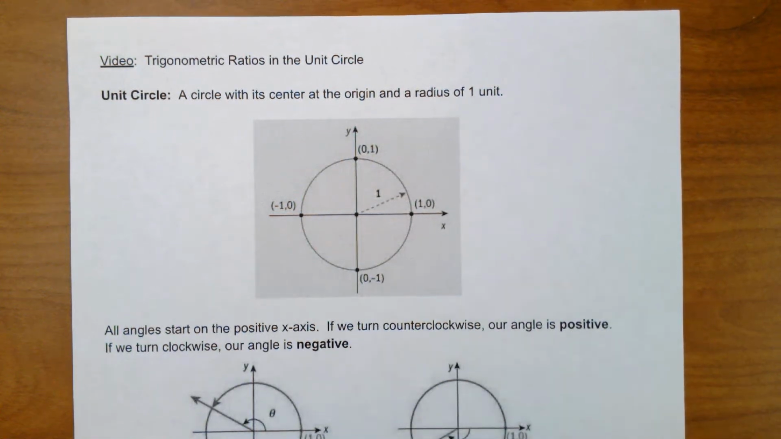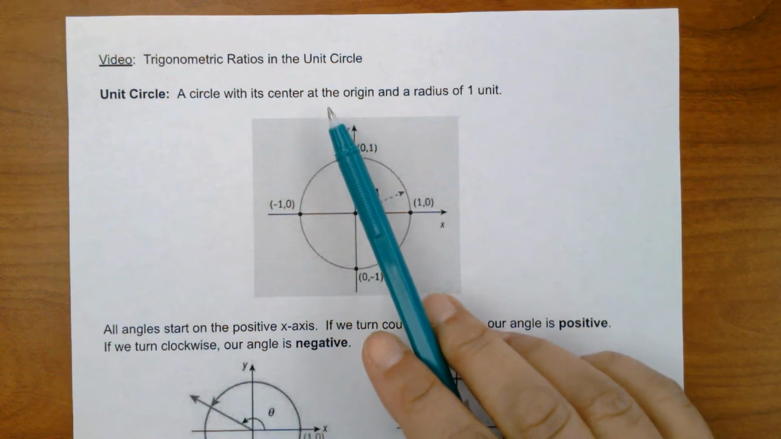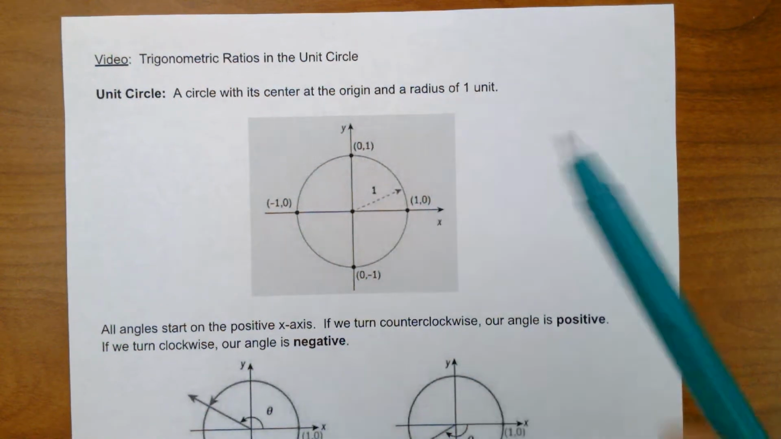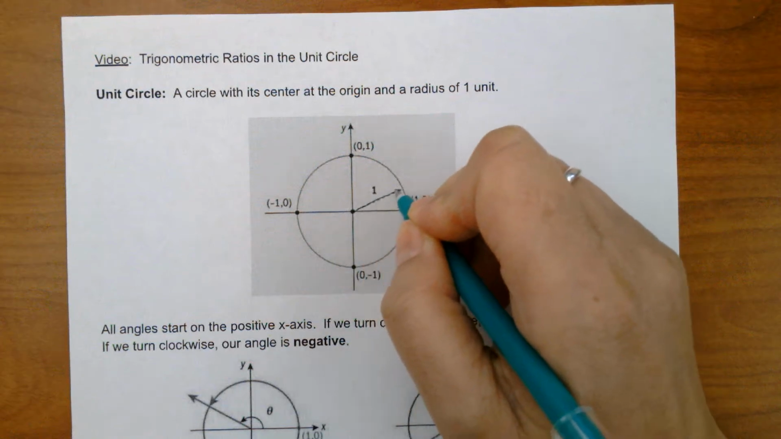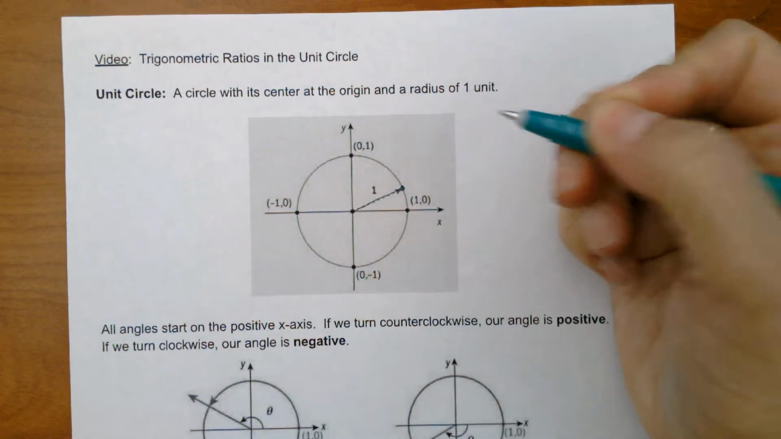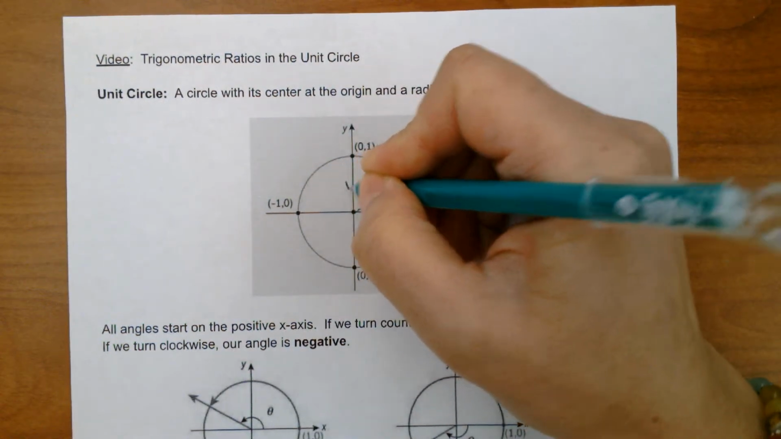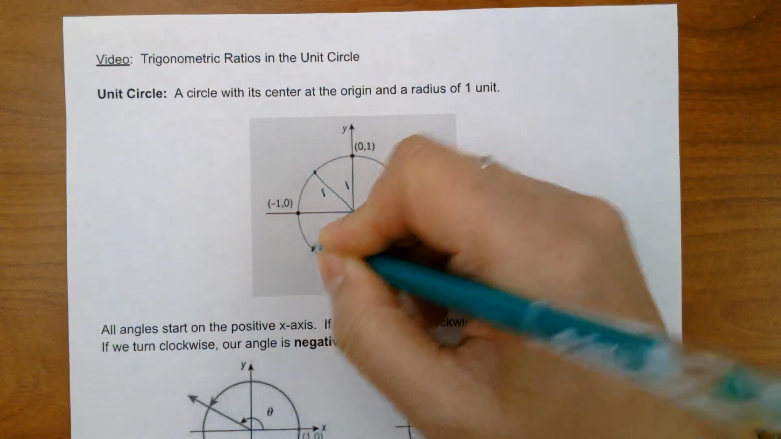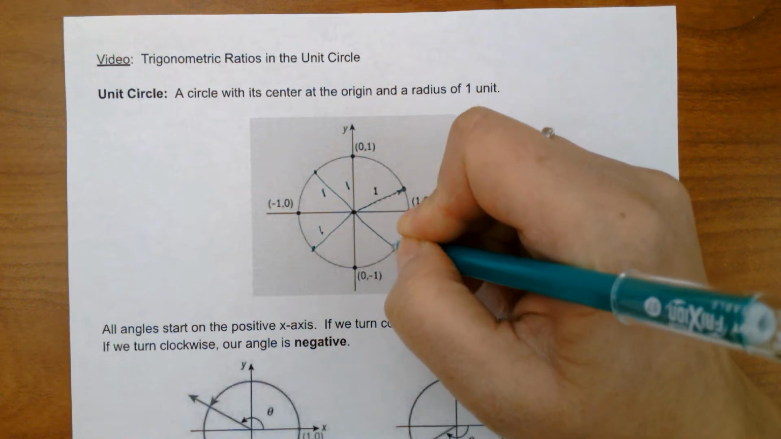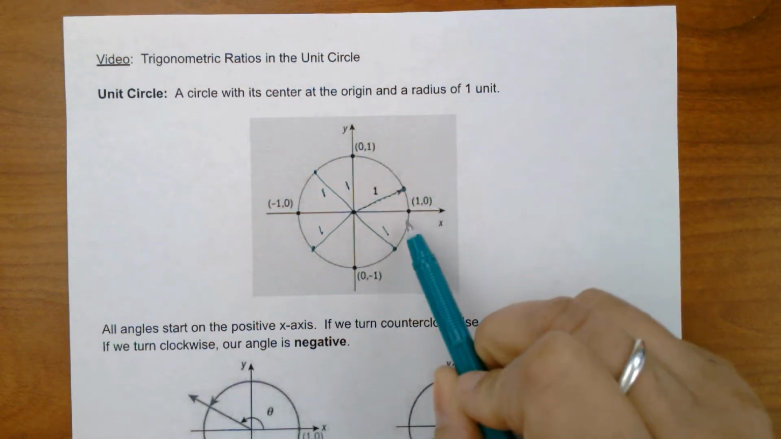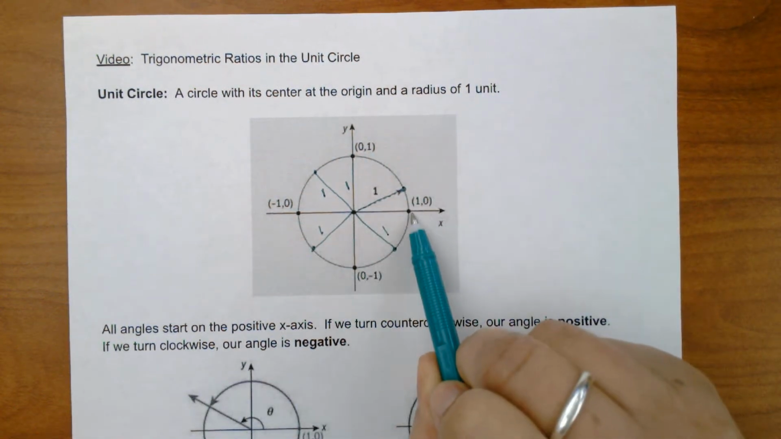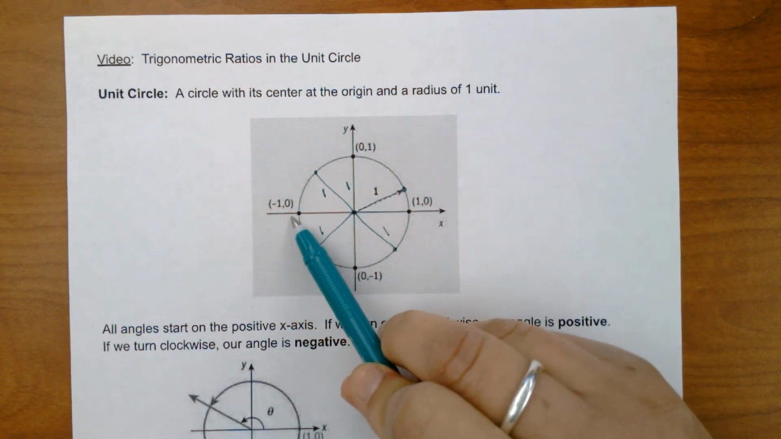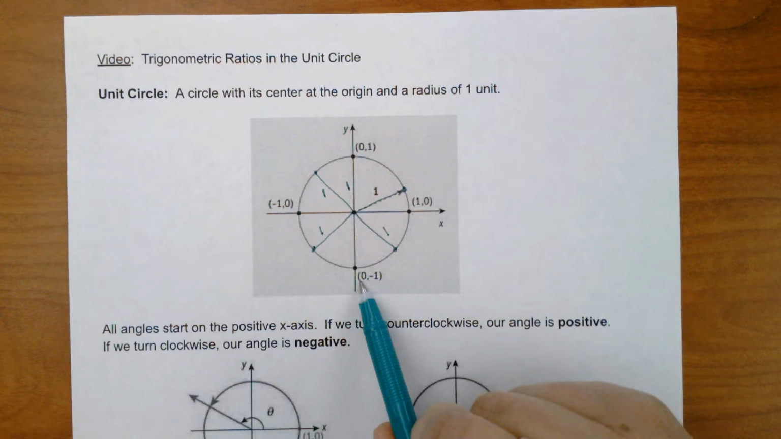So first, let's look at a unit circle. It is a circle with its center at the origin and a radius of 1 unit. So anywhere that we measure the radius, it's always going to be 1. Here this is 1, that's 1, that's 1, everywhere it will be 1 unit. So notice on this coordinate plane, we have the coordinate (1, 0). We have the coordinates (0, 1), (-1, 0), and (0, -1).